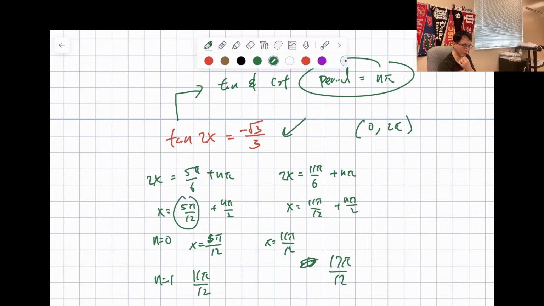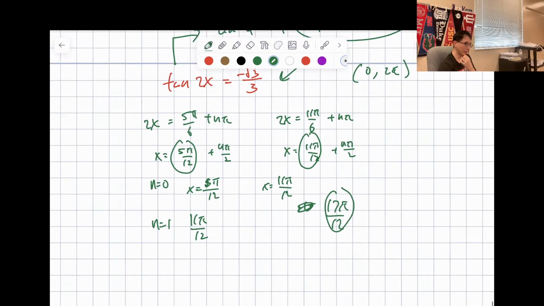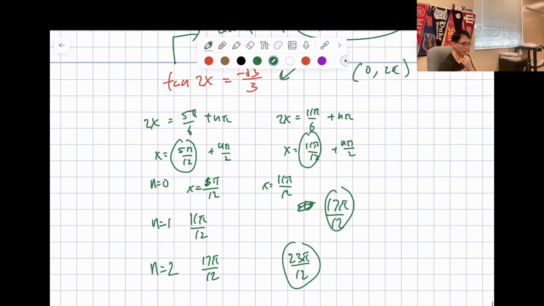So you got the first one, the second one, and a third one right here, right? And then we're going to go into one more. So n equals 2. You're going to get 17 pi over 12 here, and you're going to add another 6 pi over 12, which is going to be 23 pi over 12. So you're going to get 1, 2, 3, 4. You should find all 4 answers in decimals. Make sure you check your homework through decimals. It's not Mathway or ChatGPT, whatever.